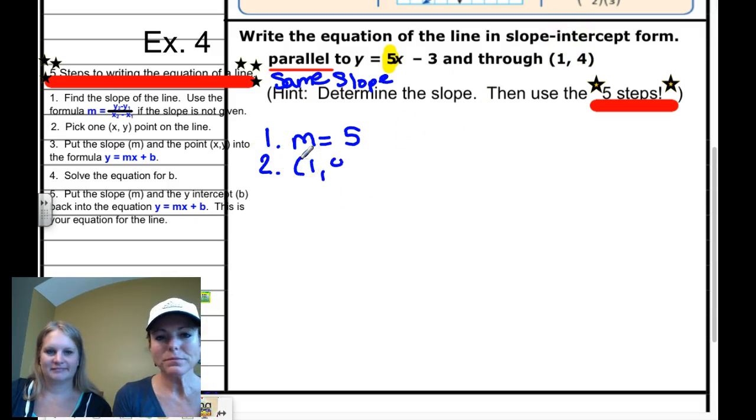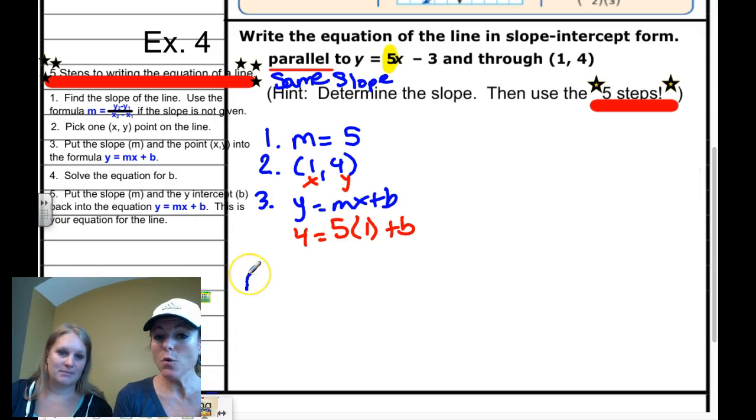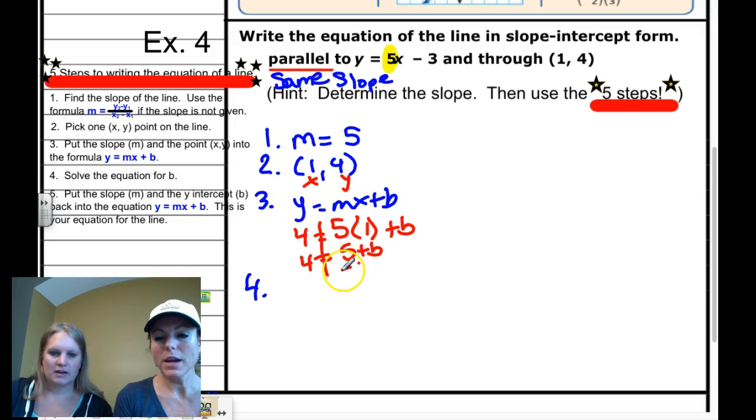(1, 4). Step 3, I think what we're doing here is plugging the x and the y back into y equals mx plus b. So here's my x, there's my y. So I'm going to do 4 equals, my slope is 5, x is 1, plus b. Step 4 is solve it. So let's solve this quick. We got a 5 plus b, and here's our 4. We subtract 5 on both sides. So we get b equals negative 1. There's our y-intercept.